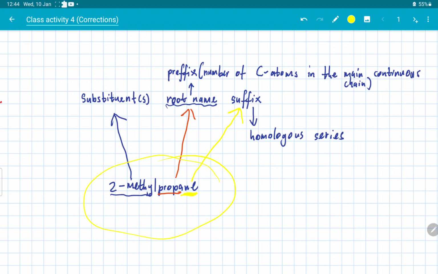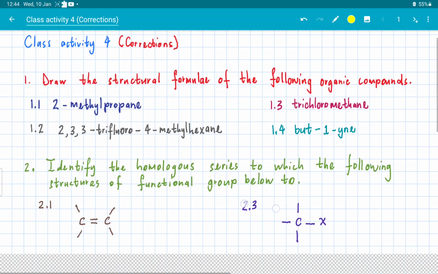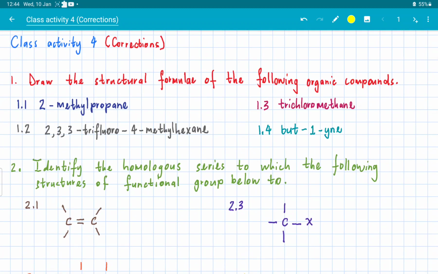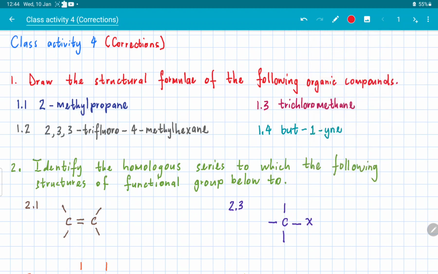So let's go to corrections, remembering to follow the rules for naming organic compounds. I'm not going to explain the rules again, I'll just paraphrase. If you struggle to follow, you can use the rules on page 132 of Siyavula, rule 1 to rule 6, I think. I'm going to summarize them.